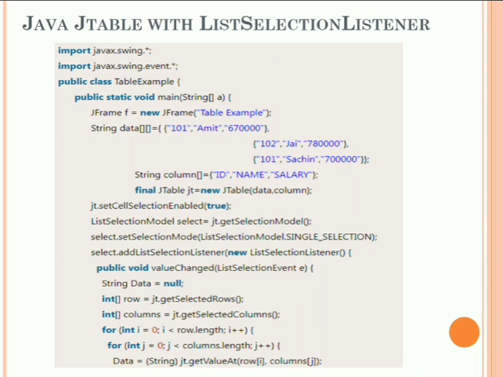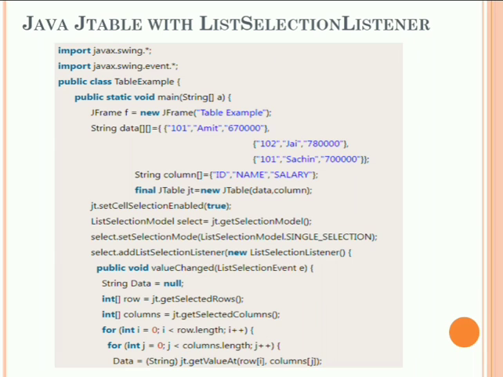final JTable jt is equal to new JTable(data, column). jt.setCellSelectionEnabled(true). ListSelectionModel select is equal to jt.getSelectionModel. select.setSelectionMode, ListSelectionModel.SINGLE_SELECTION. We have to select only one, that is why single selection is given here. We are selecting only one row or column or one particular component of that whole table.